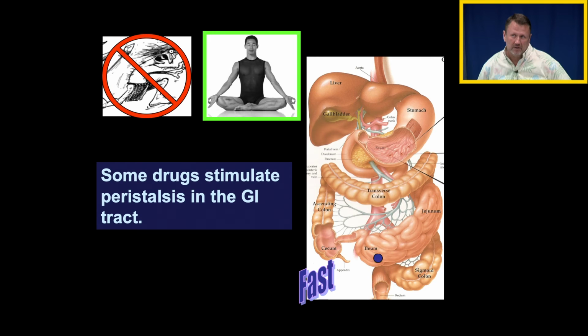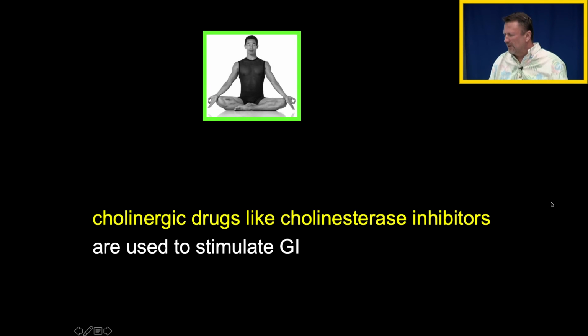But again, their effects on the cardiovascular system are going to be so pronounced that we're probably not going to notice this effect before the cardiovascular effects. And so that's why we stay on the cholinergic side of things when we're trying to affect bowel and bladder. That's why cholinergic drugs like cholinesterase inhibitors will be used to stimulate the gastrointestinal tract. We can use cholinomimetic drugs as well.